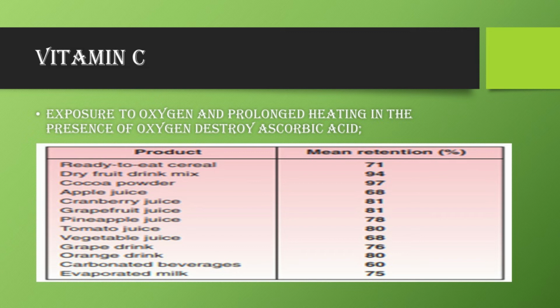Vitamin C is the least stable of all the vitamins and is easily destroyed during processing and storage. The rate of destruction is increased by the action of metals, especially copper and iron, and by the action of enzymes. Exposure to oxygen, prolonged heating in the presence of oxygen, and exposure to light are all harmful to the vitamin C content of the foods.